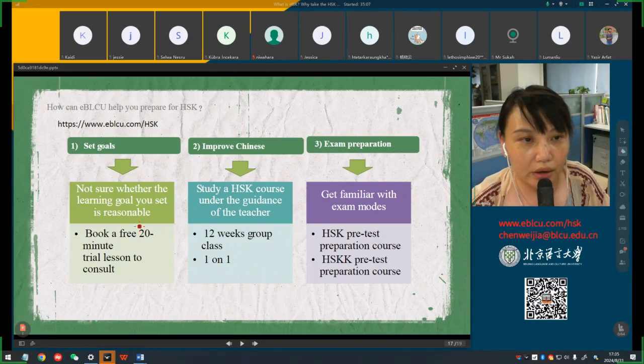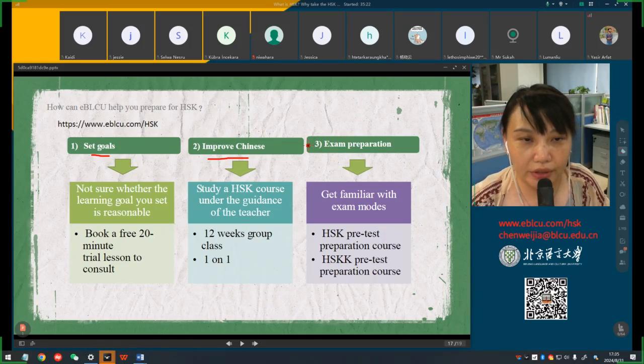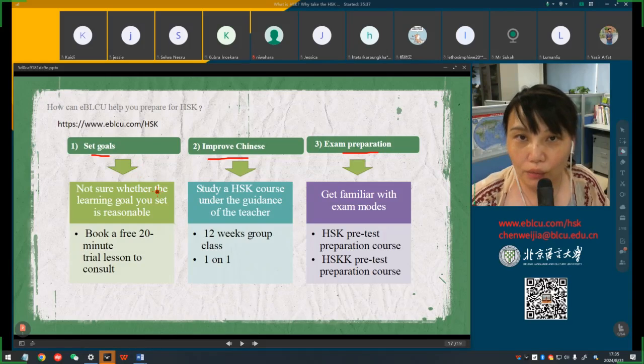So I mentioned there are 3 steps to prepare for the HSK test. Number 1 is to set your goal. Number 2 is to study and improve your Chinese to meet the requirements of a certain HSK level. And number 3 is to prepare for the exam. So for the 3 steps, what can we do to help you? Number 1, to set a goal.